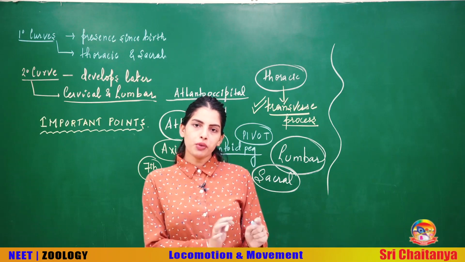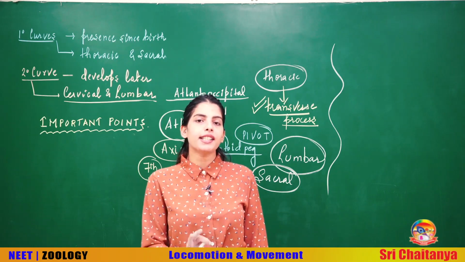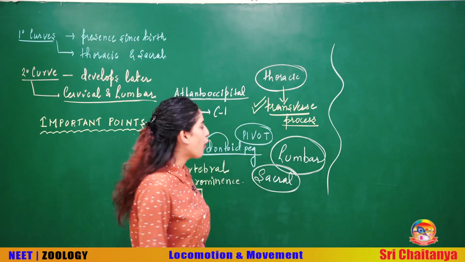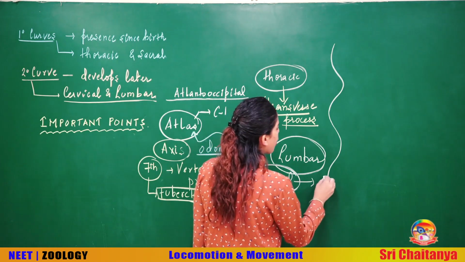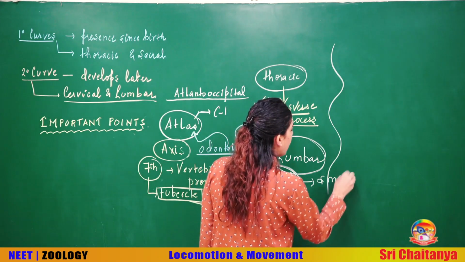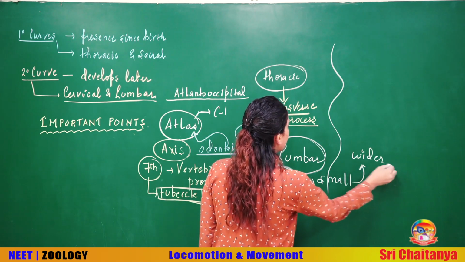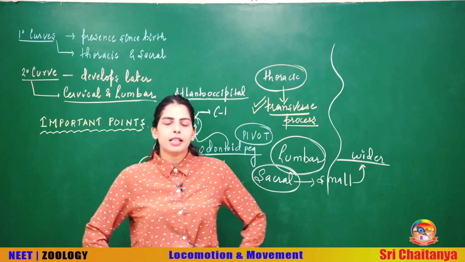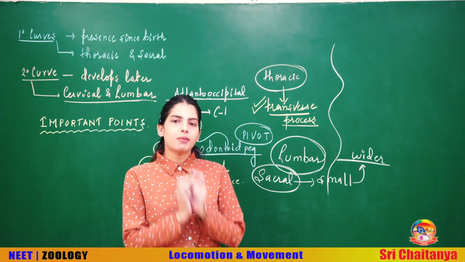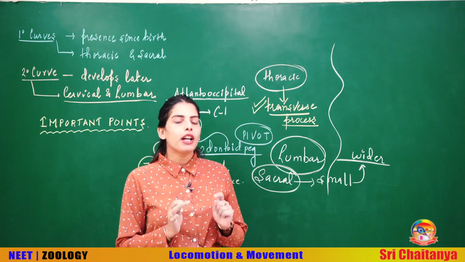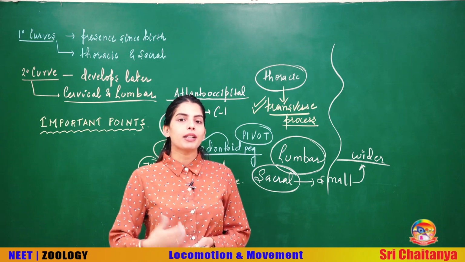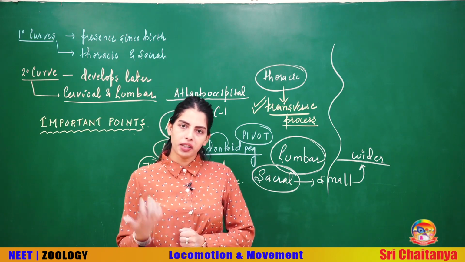So 5 got fused into a single triangular sacral, which in case of female, remember, is small but is wider. It is exactly opposite in the males. You know that. It is present in the pelvic region. It is smaller but wider in case of female. That is also helping in accommodating the fetus during the embryonic growth.